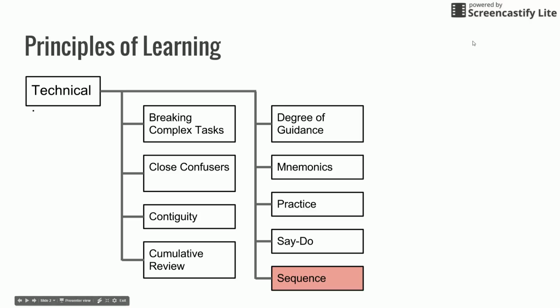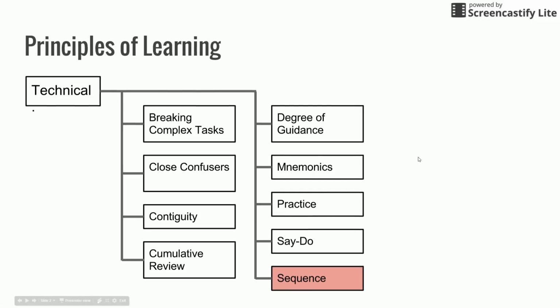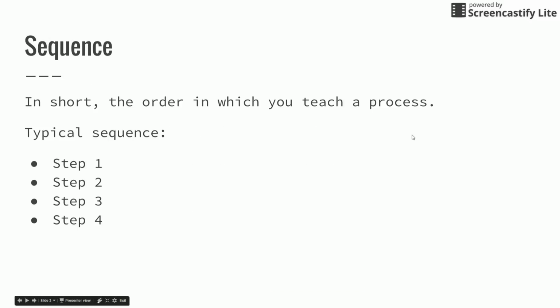So, just wanted to remind everyone that sequence is part of the principles of learning category called the technical category, and also to point out that the actual principle of learning is just sequence. Backwards chaining is really something else, and we're going to get to that. But what is a sequence? Basically, the sequence is just the order in which you teach something. It can be a process or a list.